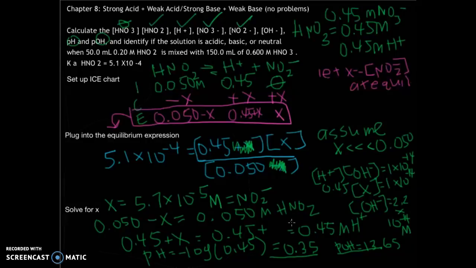And again, the main point of this is that the main source of the hydrogen ions comes from the strong acid. The weak acid barely changes that at all. So the pH is almost purely dependent on the strong acid and not even on the weak acid at all. And that is it for Chapter 8.